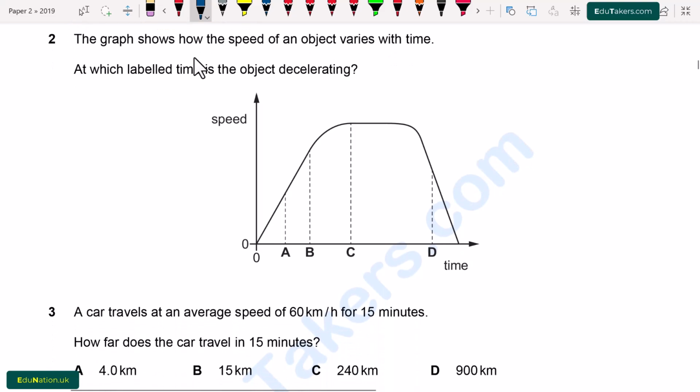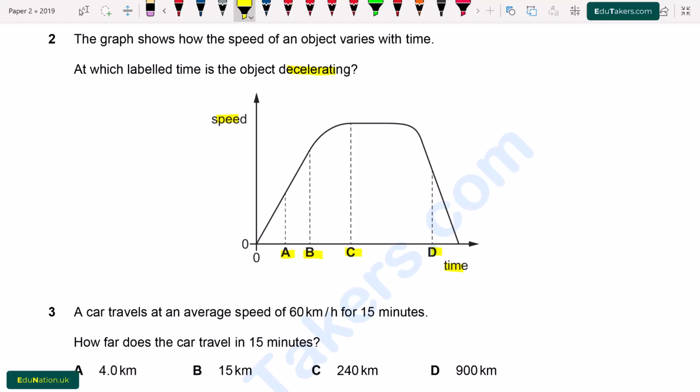Question number 2. The graph shows how the speed of the object varies with the time. At which labeled time is the object decelerating? So there is a speed-time graph. We have to show at which point from A, B, C and D the object is decelerating. It means that the speed of an object is decreasing. The object is slowing down.